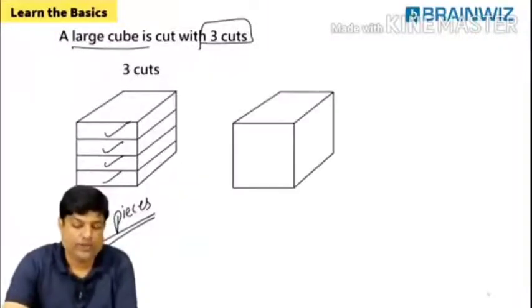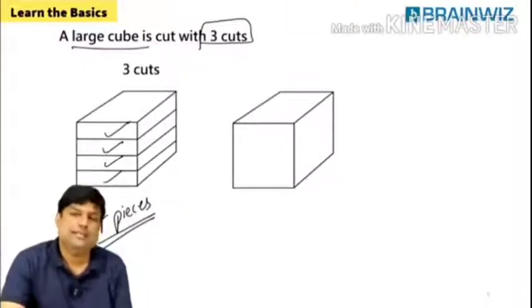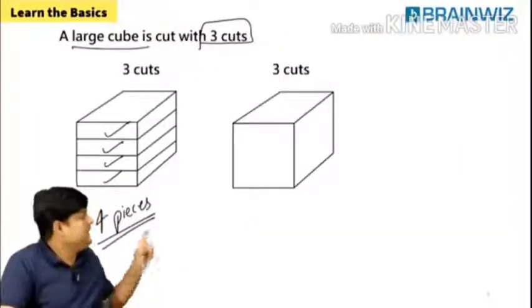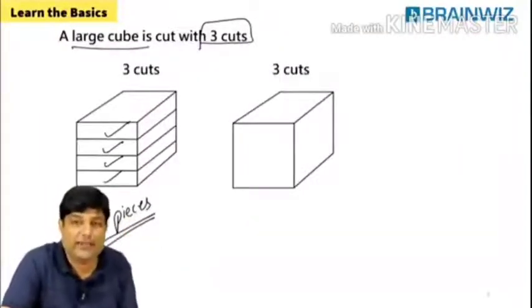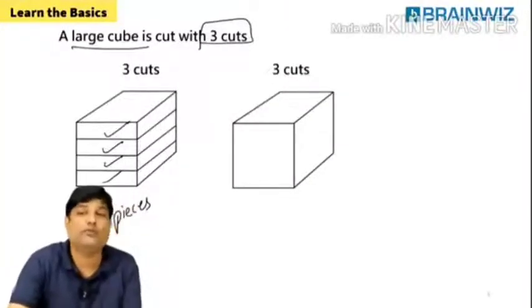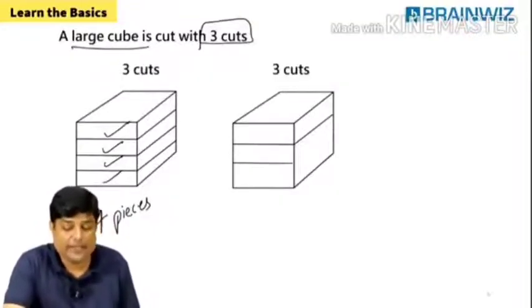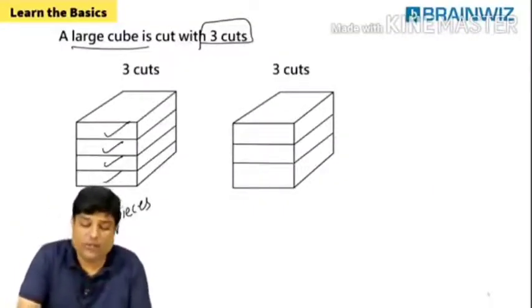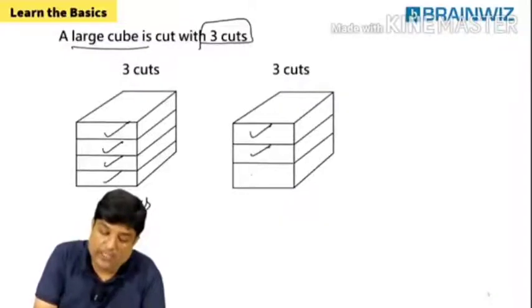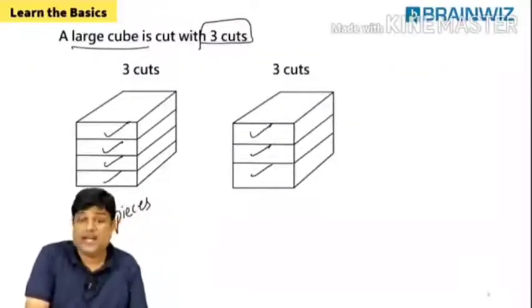Chaliye, no worries. Now, let's try to take a cube now. Same cube I'm taking once again. Same number of cuts I'm making. Are you understanding, everybody? So, can I make more than 4 pieces? Yes. Let me try. So, 2 cuts I'm cutting in this way. How many cuts I'm cutting in this way? 2 cuts. Students, when you make 2 cuts, how many pieces you're going to have? 3 pieces. Are you sure, everybody?